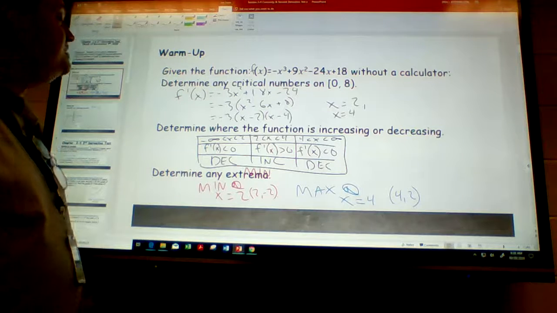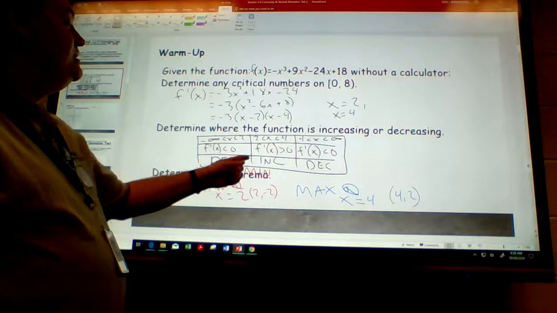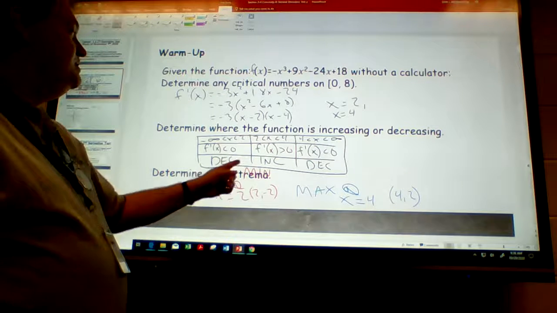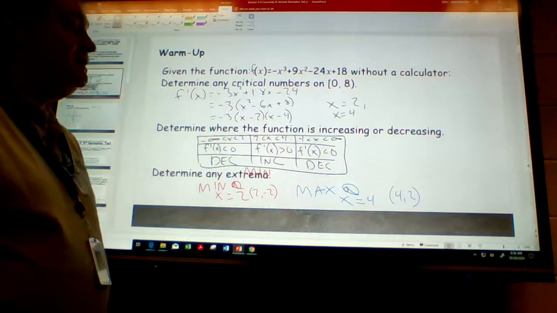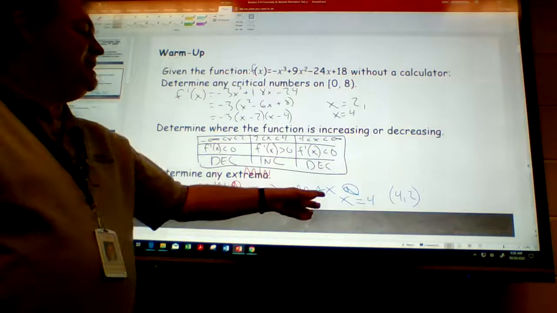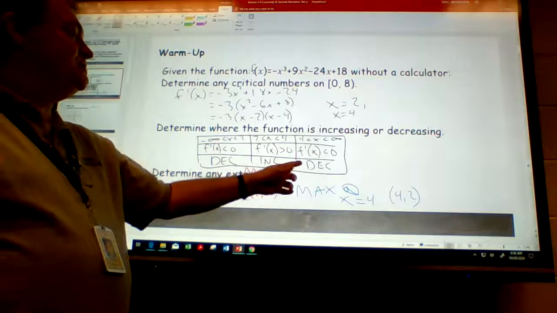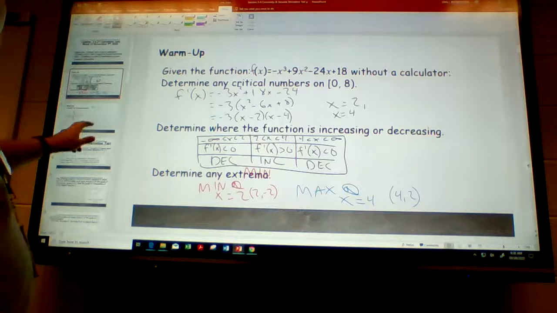Well, and it asks us to determine the extrema. Remember, the minimum is where it goes from decreasing to increasing. So therefore, at x equals 2 is our minimum, which is at the point 2, negative 2, when we plug it into the original equation. And then the maximum is at x equals 4, because that's where it goes from increasing to decreasing. So it's at the point 4, 2. All right, so that's that.